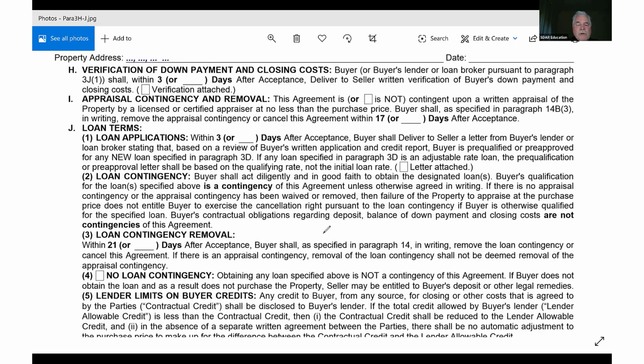Remove the loan contingency. If there is an appraisal contingency, oh God, it just keeps getting deeper, right? If there is an appraisal contingency, removal of the loan contingency shall not be deemed removal of the appraisal contingency. You see, removal of the appraisal contingency is independent of the loan contingency. Removal of the loan contingency is independent of the appraisal contingency. The two are not linked. If you learn nothing from this page, this is the most important thing to learn: the two of them are not linked.